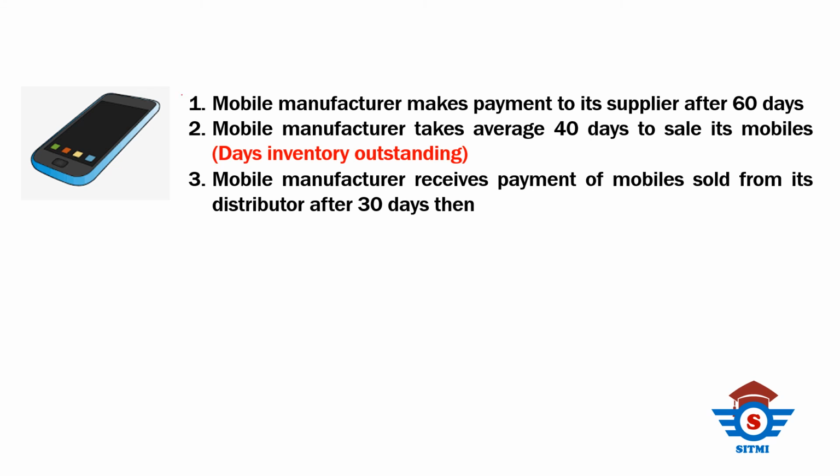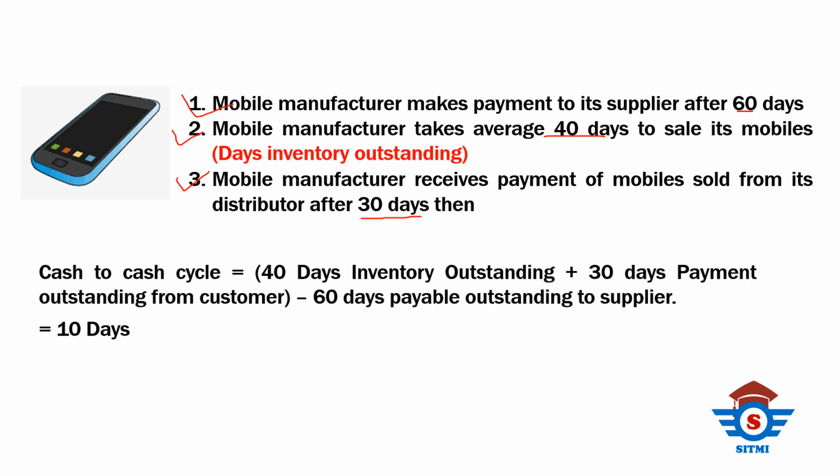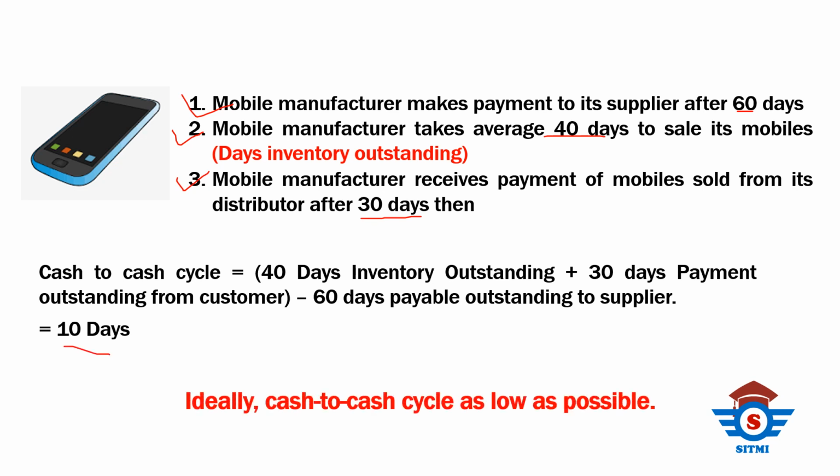The first assumption is that the mobile manufacturer makes payment to its supplier after 60 days, and the mobile manufacturer takes on average 40 days to sell its mobiles after manufacturing. The mobile manufacturer receives payment for mobiles sold from its distributor after 30 days on average. Then the cash to cash cycle will be 40 days inventory outstanding plus 30 days payment outstanding from the customer minus 60 days payable outstanding to the supplier. And that comes to 10 days. In an ideal situation, a business should have a lower cash to cash cycle to represent good performance.